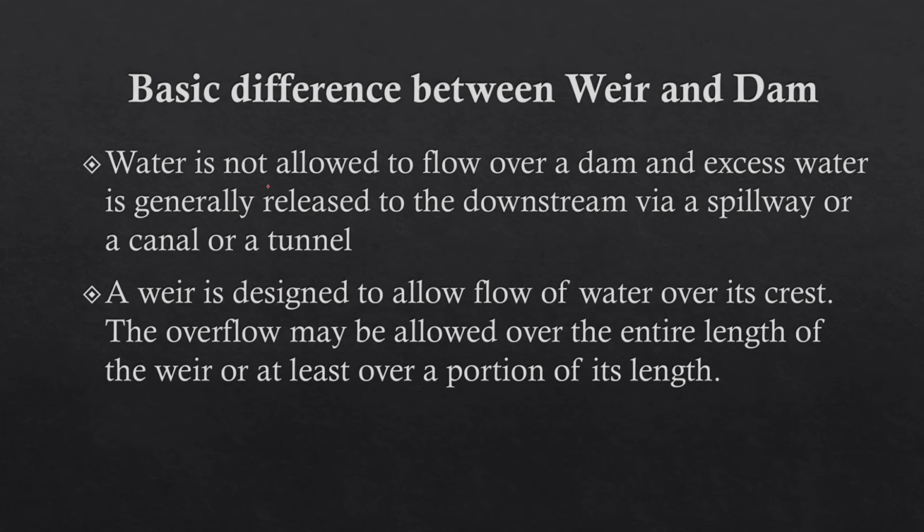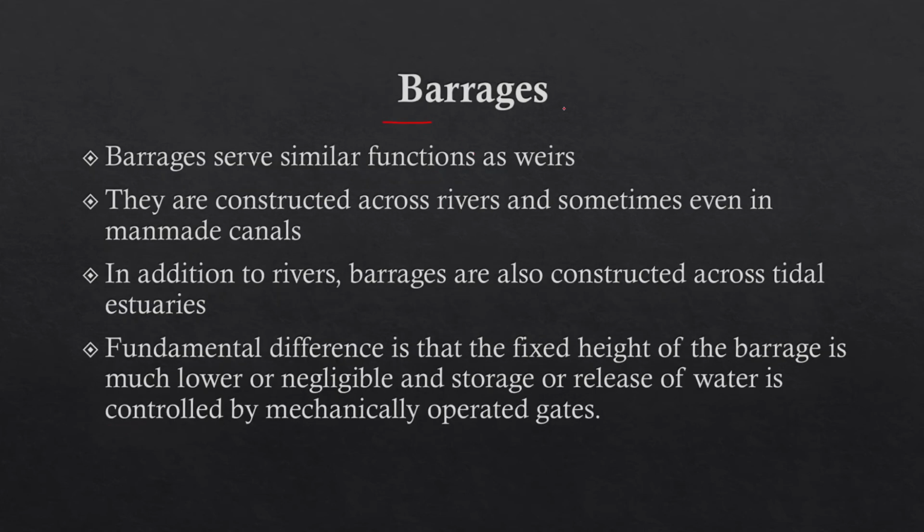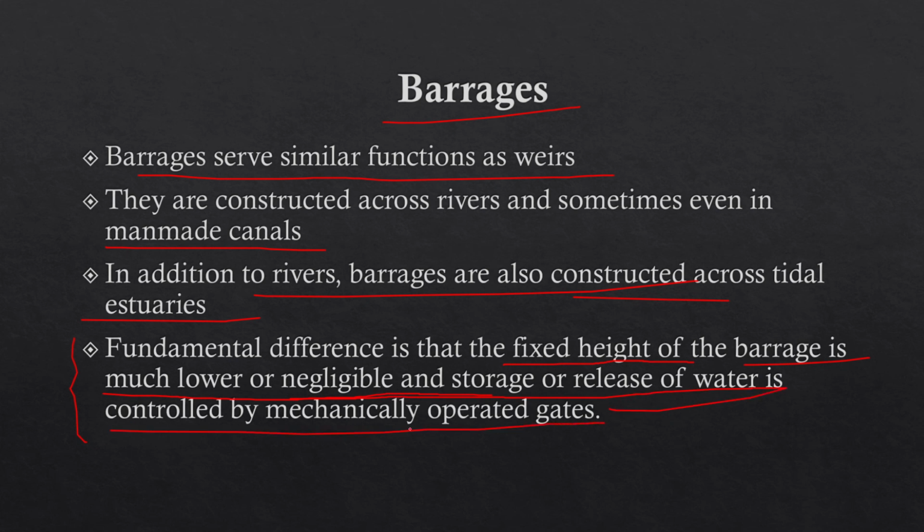Then the basic difference is water is not allowed to flow over a dam, but weirs are generally designed to let water flow over them, and there are no additional spillways. So that is the basic difference. And generally, weir is smaller, dam is bigger. Barrages are similar, and they serve similar functions as weirs. Sometimes they are also constructed in tidal estuaries, and we'll discuss this in a separate short lecture. And then the fundamental difference between a weir and a barrage is that a weir is mostly of fixed height and a barrage is of variable height, so that its fixed height is very small and most of the control of water is achieved by mechanical means by operating these kind of gates.